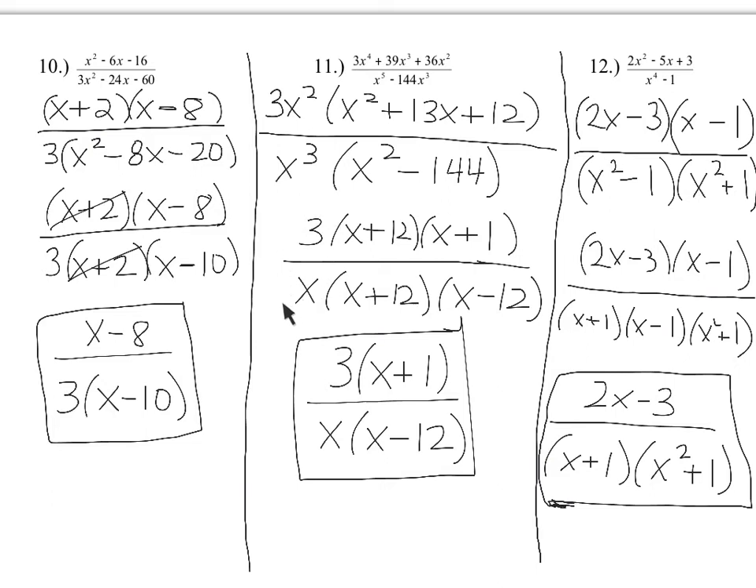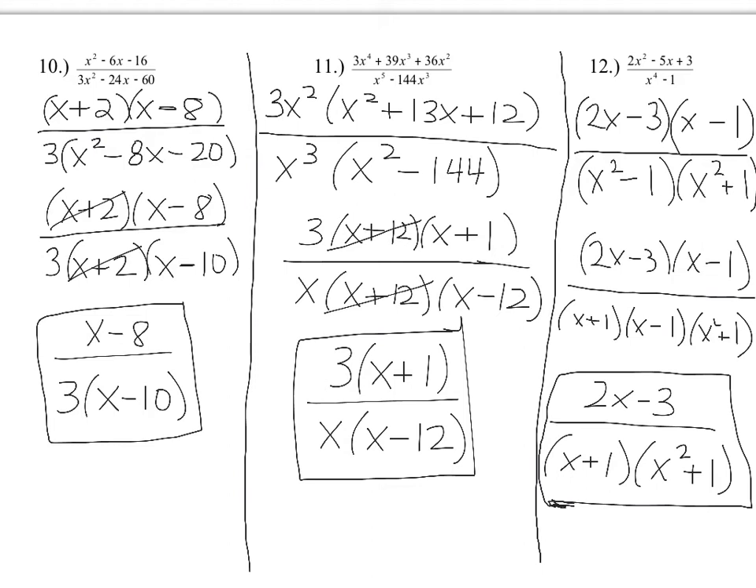I also, this 3 over x, I went ahead and canceled out the x to the third and the x squared. I took away the x squared. I was left with 1x at the bottom. So that's where that 3 over x comes from. I can then cross out the x plus 12s because those were common, and then I just wrote down what was left, which was 3 times x plus 1 and x times x minus 12, and that's my final answer.